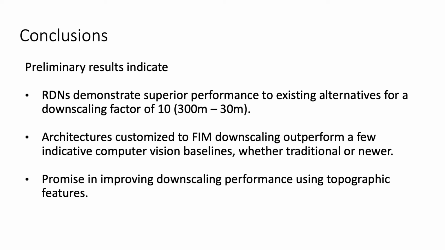So, to conclude, our results from the pilot study indicate the following. First, RDNs demonstrate superior performance to alternatives for a downscaling factor of 10. Second, we find that architectures customized to flood inundation map downscaling outperform a few indicative computer vision baselines. And finally, our results indicate promise in improving downscaling performance using topographic features. All of these open up avenues for improvement in future work.